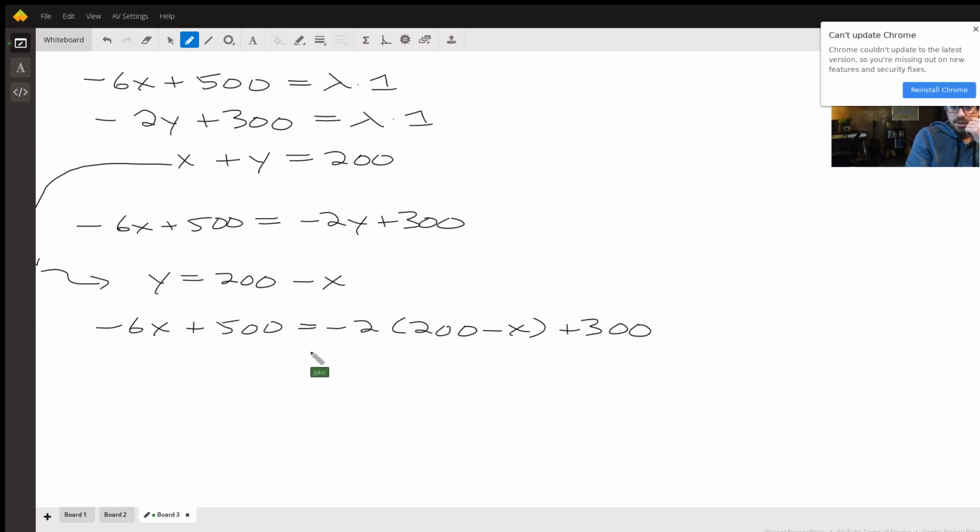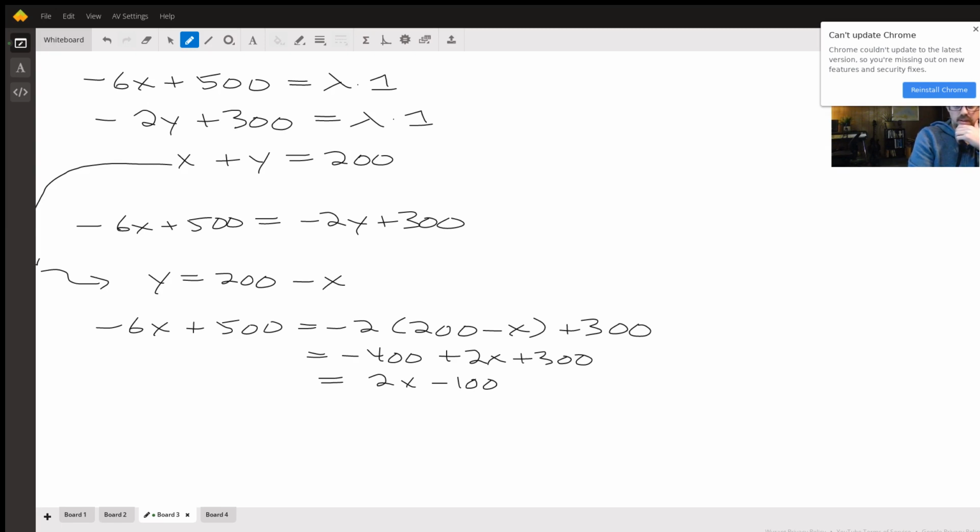Okay, so let's see. Let's clean that up. That's negative 400 plus 2x plus 300, which is negative 400 plus 300 is minus 100. So that's 2x minus 100. So let's see, move some stuff around. That's going to give us 8x equals 600. Hopefully I'm not going too fast with my algebra here, which means that x is 600 over 8.